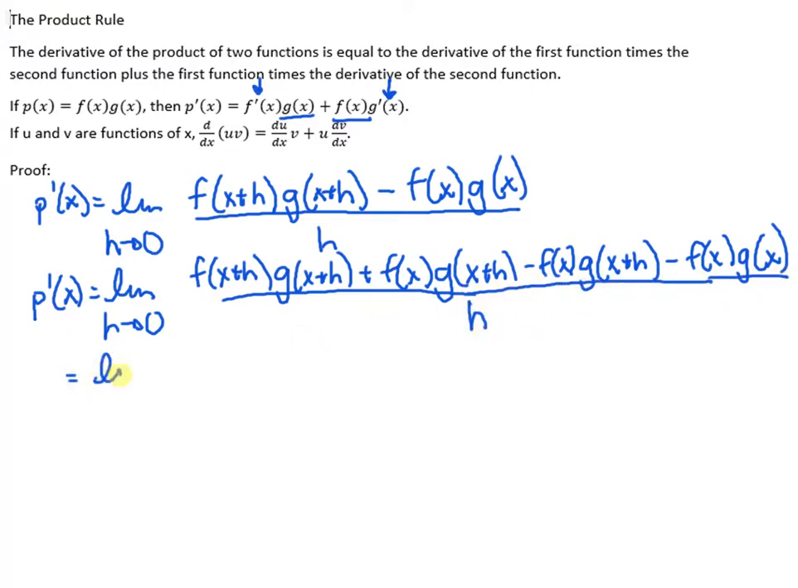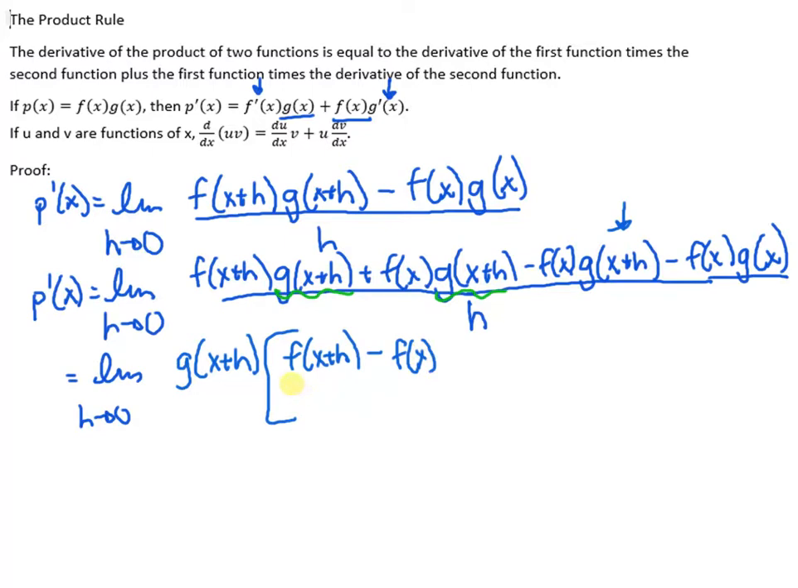Now I'm just going to regroup. So the limit as h approaches 0, I'm going to put different things together here. I'm going to factor out this g at x plus h from the first two terms. Let's see what we get. Factoring out the g at x plus h, we are left with f at x plus h minus f at x, all over h. And this right here should look familiar now.